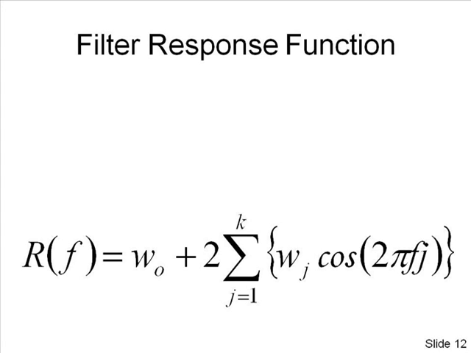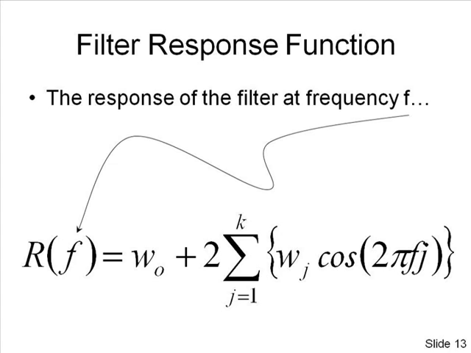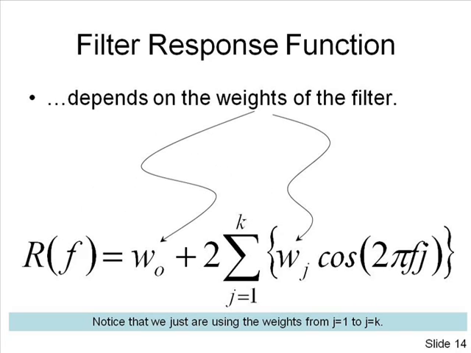At any given frequency f, there is a frequency response. It's just a simple function here. You notice that it is just a function of the weights of the filter. Notice we just use the weights from j equals 1 to j equals k, effectively the ones beyond 0 on that list of weights that we created. And remember, we have weights like that for anything from a running mean to a Lanczos filter to whatever. So it's not a terribly difficult thing.